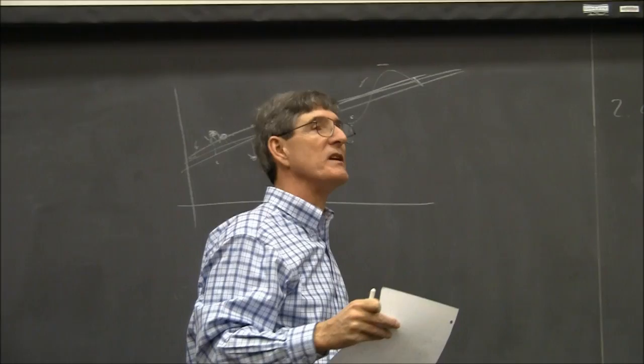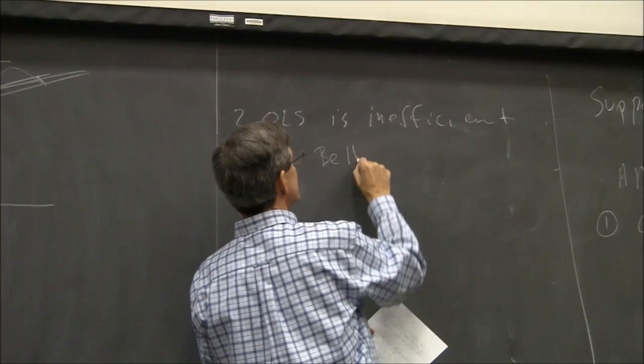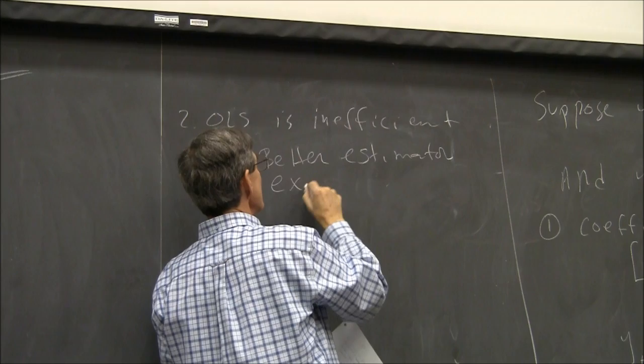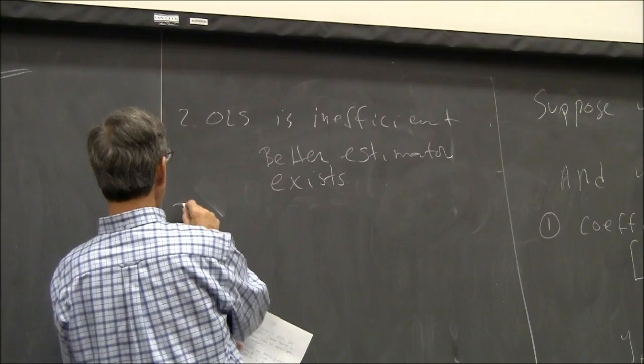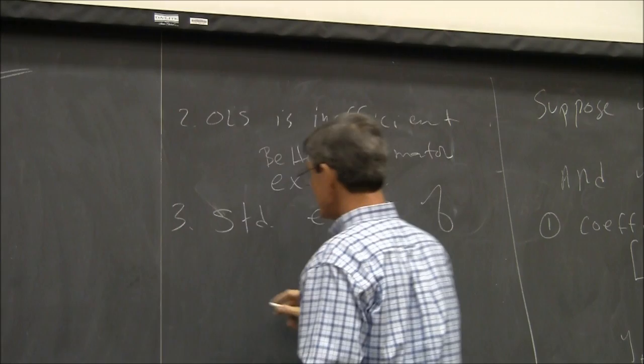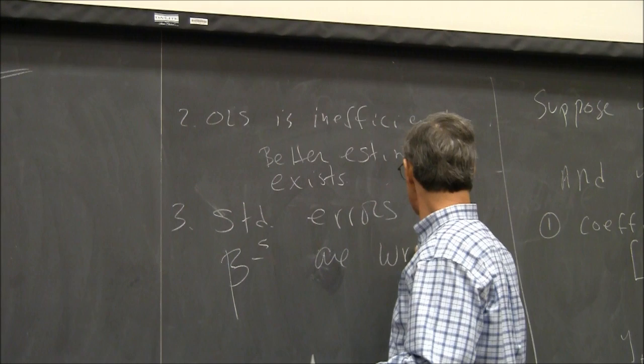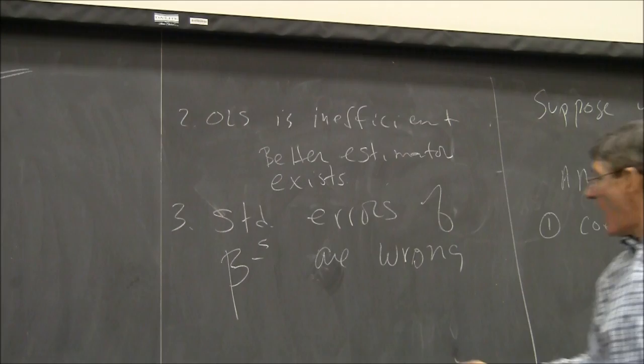So a better estimator exists. There is a BLUE estimator, but OLS is not it. It's going to be a GLS estimator again, but we won't do it with linear algebra this time. And the third thing is that the standard errors are wrong. Standard errors of the betas, the things you use to get the T statistics and the F statistics, are wrong. And they're often, in economics, biased downward.